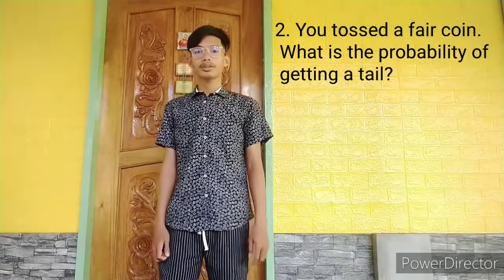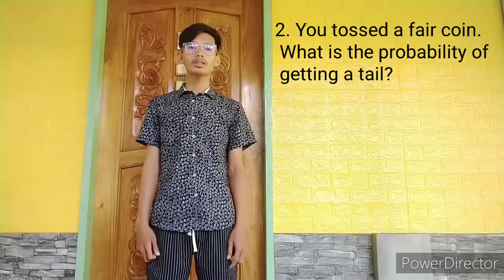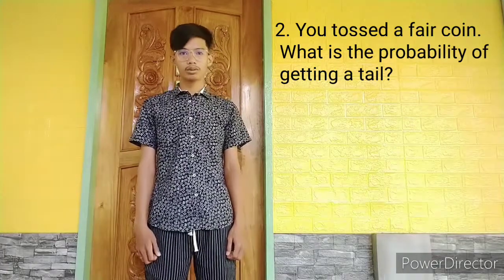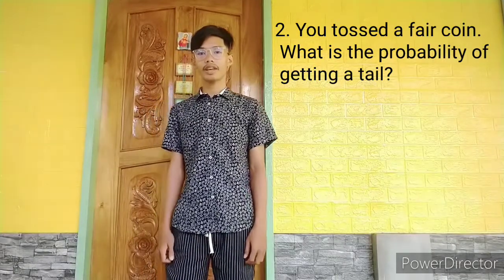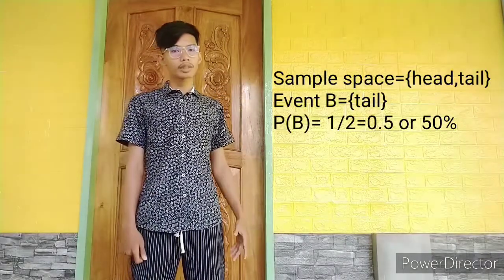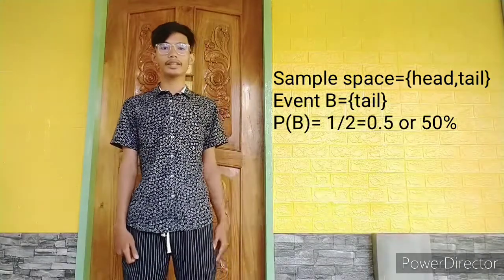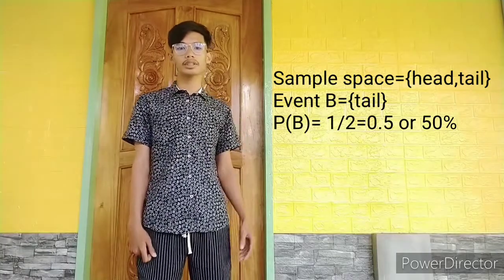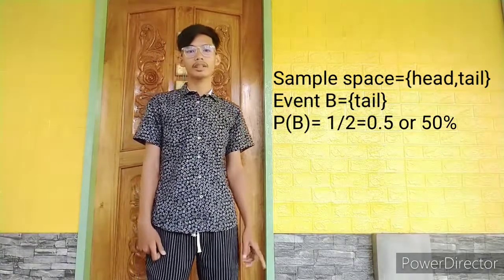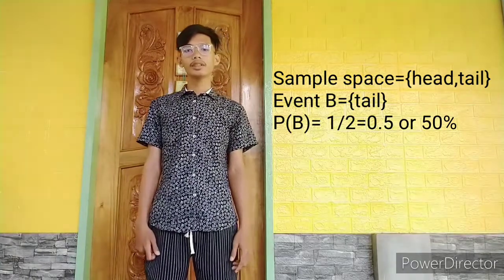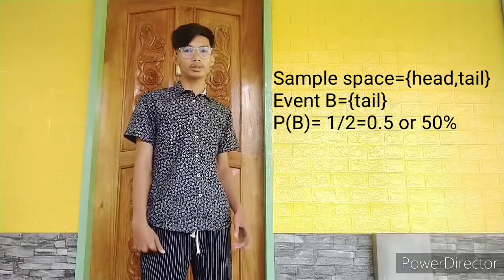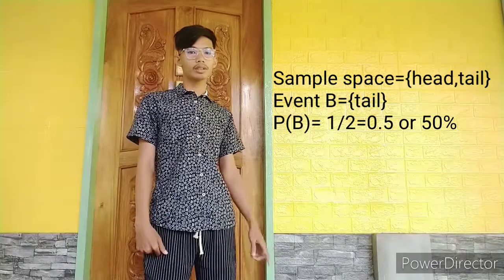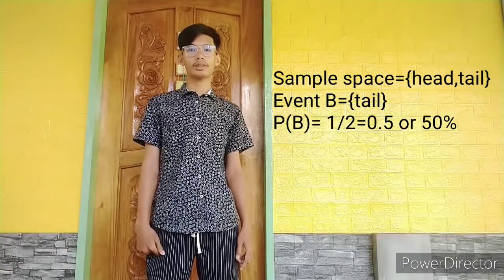Example number 2. You tossed a fair coin. What is the probability of event B getting a tail? So, we are looking for the probability of getting a tail. So, the solution. Sample space is head and tail. Event B is what we're looking for. So, what we're looking for is getting a tail. So, the probability of tossing a tail is equal to 1 over the number of times the event could happen, which is 2, equal to 0.5 or 50%.